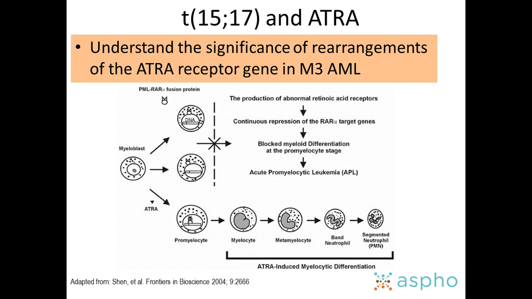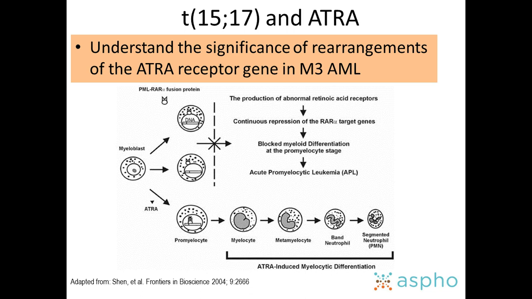All right. So here's the 15;17 translocated AML. This is acute promyelocytic leukemia, and they'd like you to understand the significance of these rearrangements and of the ATRA gene. And so here is kind of a schematic of how the 15;17 translocation messes with a cell function. So the retinoic acid receptor, it turns out, is really important not only for myeloid differentiation, but for other tissue differentiation as well. And so when the retinoic acid receptor is involved in this translocation, that signaling gets interrupted, and the cell is blocked at a relatively early stage of myeloid differentiation at the promyelocyte phase.